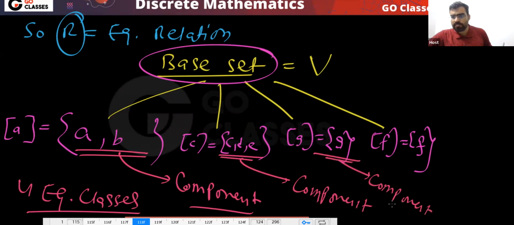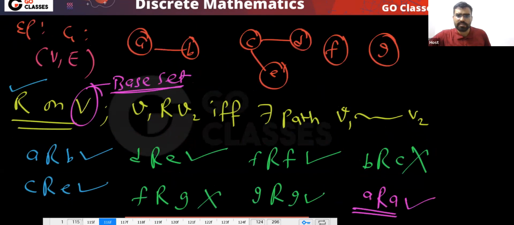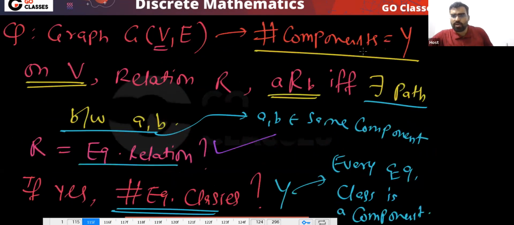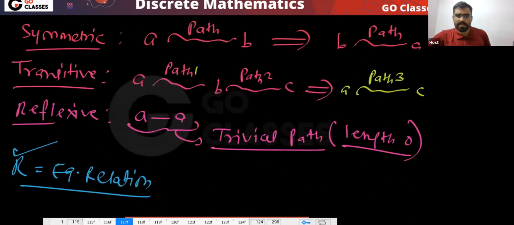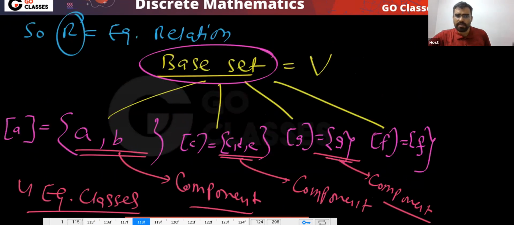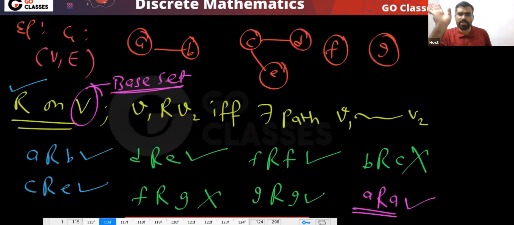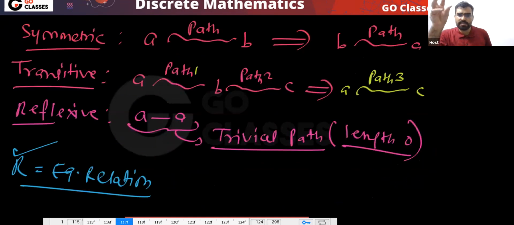Is the understanding of this question clear? If your number of components is y, then for this equivalence relation, the number of classes will be y. Yes or no? Very simple. I have given a very simple explanation. I have taken this example and told you what this question means.